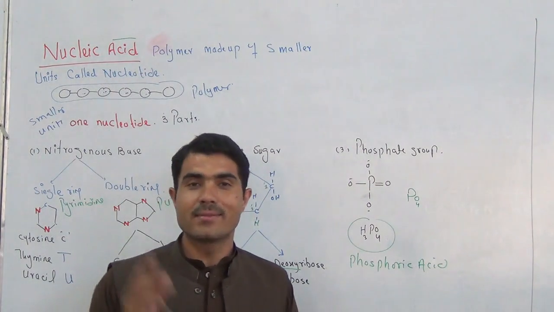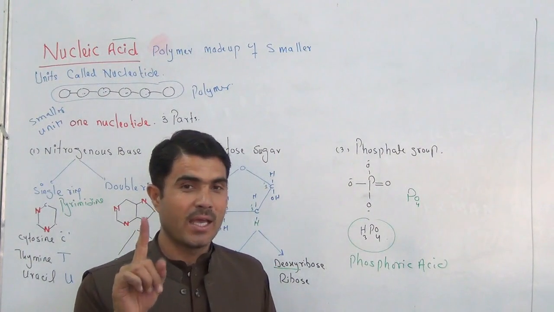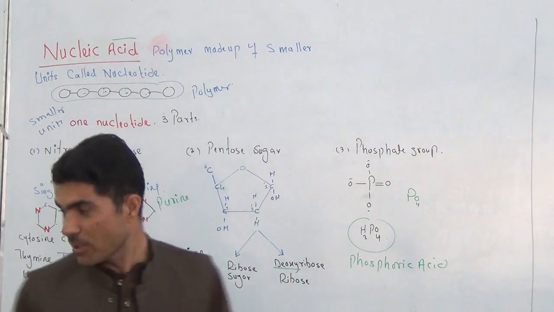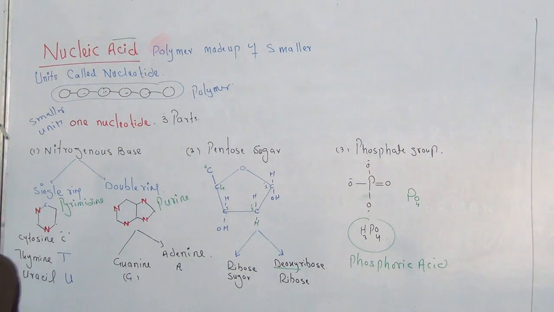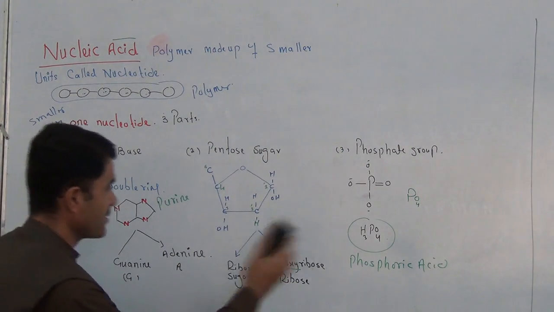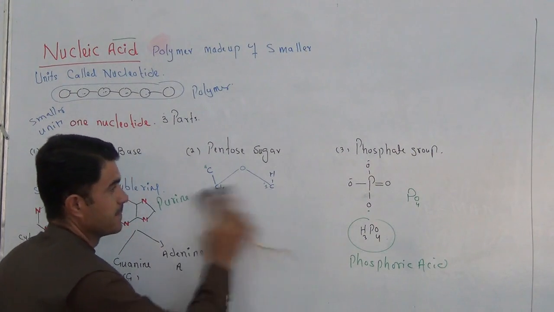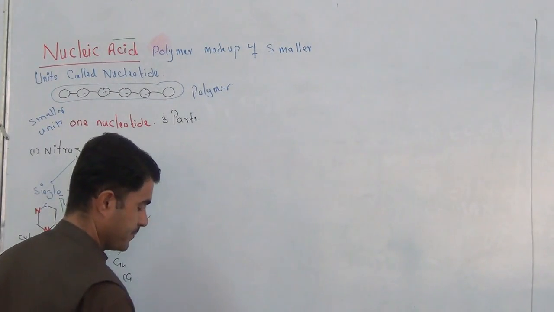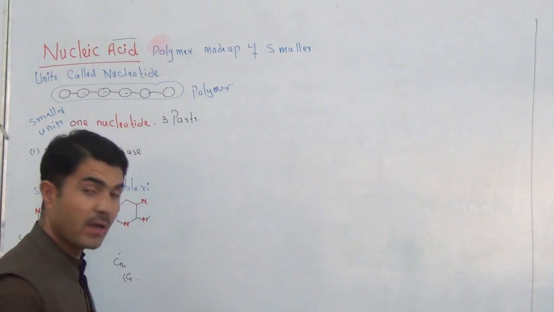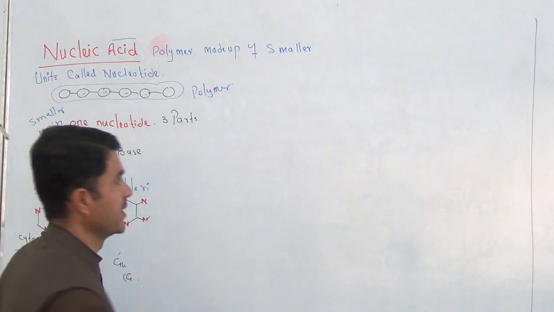Now we got the 3 main parts of one nucleotide, and now I would like to write just one single nucleotide here. So I'm going to erase this. Okay. Now it is time to write one nucleotide, just one nucleotide.